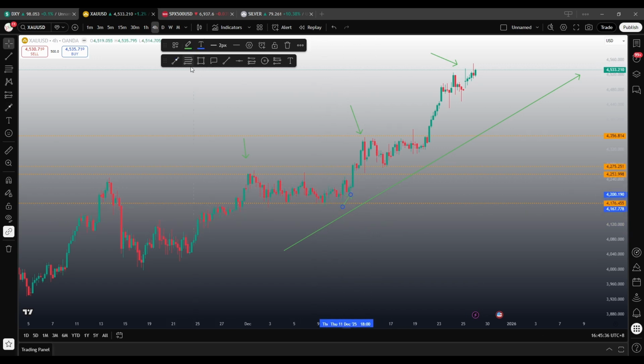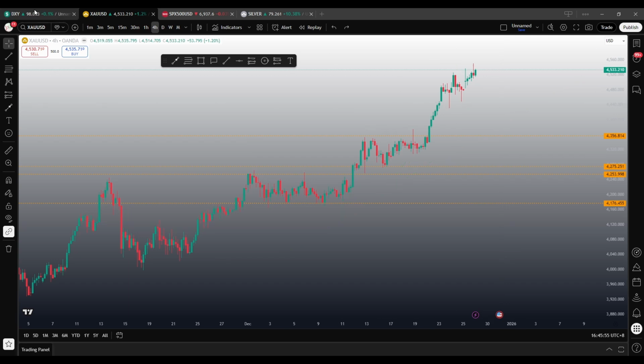This is the low, this is another low, and this is another low. So ladies and gentlemen, this is what the market calls higher high and higher low.